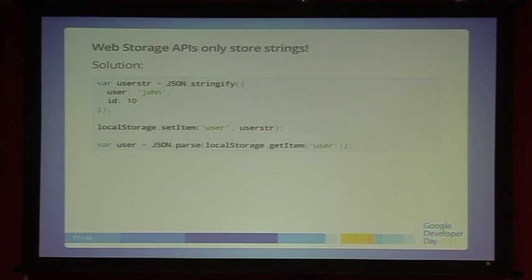And the storage APIs store only strings. So if you want to store something more complex, use JSON. JSON stringify to turn a JavaScript object into a string, and JSON parse to turn a stringified JSON into a JavaScript object.